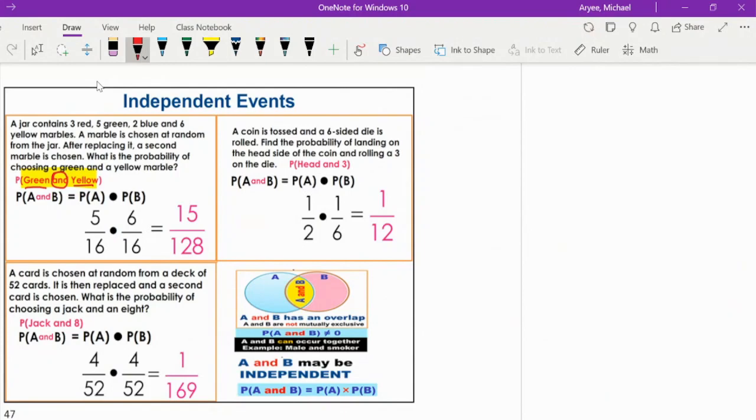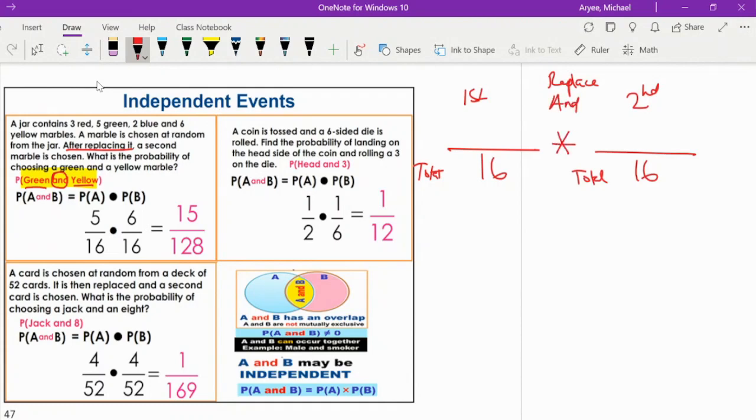However, they said that a marble is taken at random from the jar, and after replacing it, a second marble is taken. So anytime they take one marble, right? Let's say the first time there was a total of 16 marbles. Then they replace. So the second time, there's still going to be a total of 16 marbles. All right. And usually this means we're going to multiply.